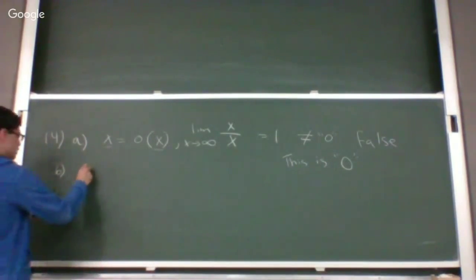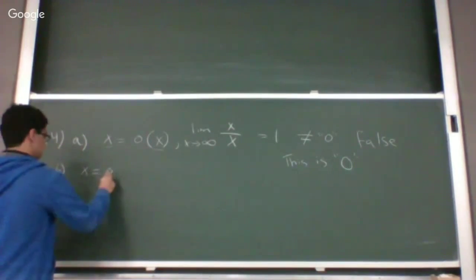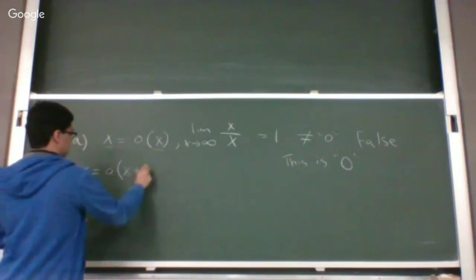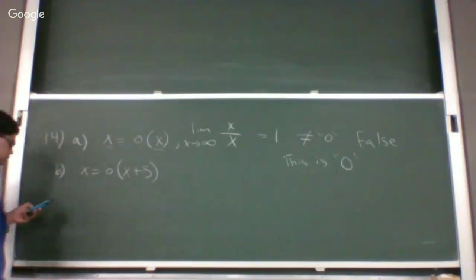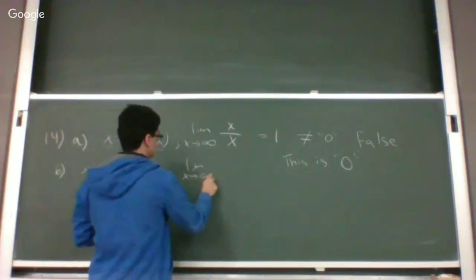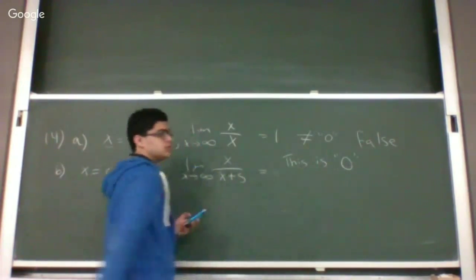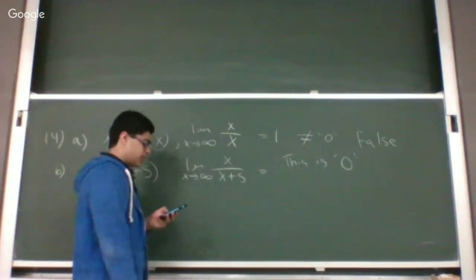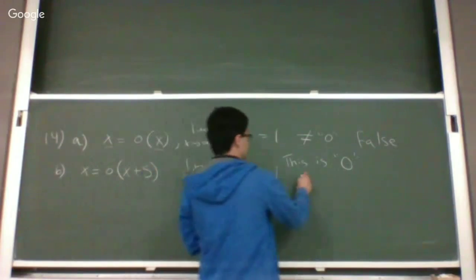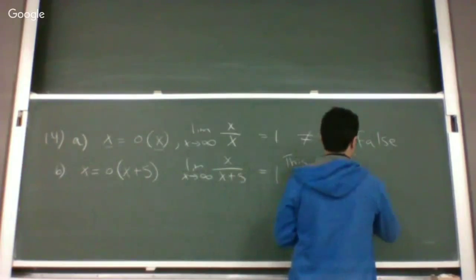Part B, it was x equal to little o of the quantity x plus 5, I believe. So then we do the same limit again. Limit as x approaches infinity of x over x plus 5. What does that equal? That equals 1 again. Which again, this is not little o, so this statement is false.